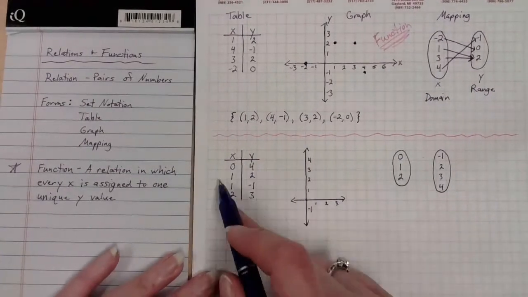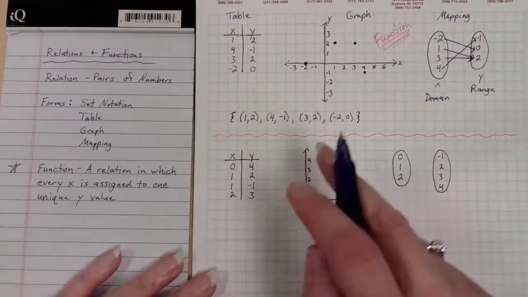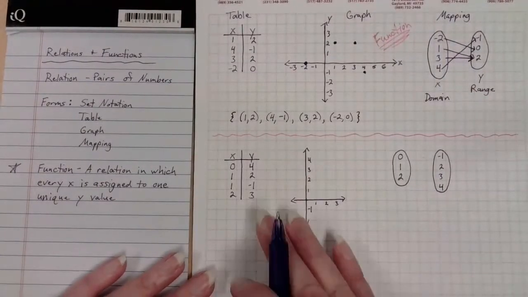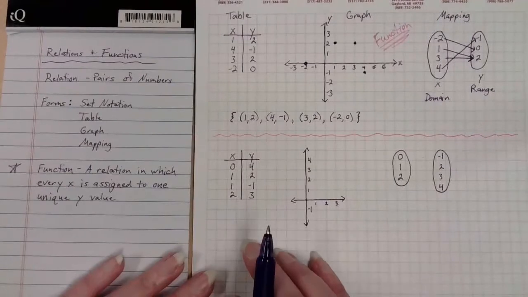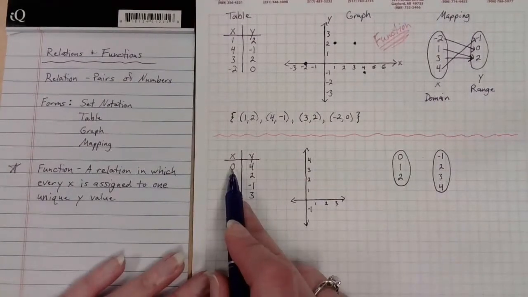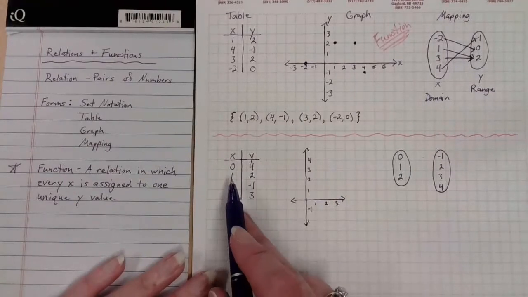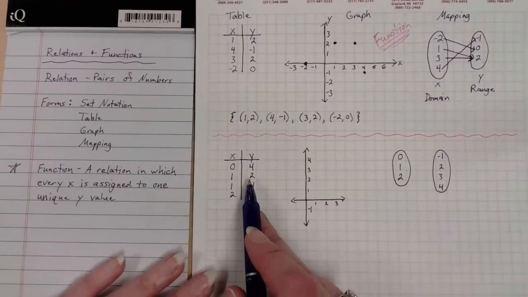Okay, this is still a relation. These are both relations. This one we've set as a function. If I'm trying to set this up as an opposite example, why is this one, do you think, not a function? What is the 0 assigned to? The 4. And nothing else. What is the 1 assigned to? The 2.